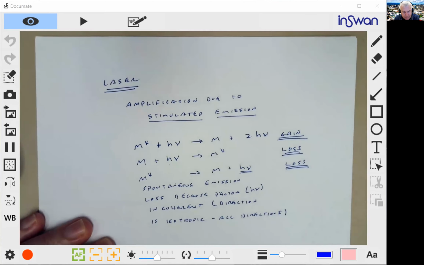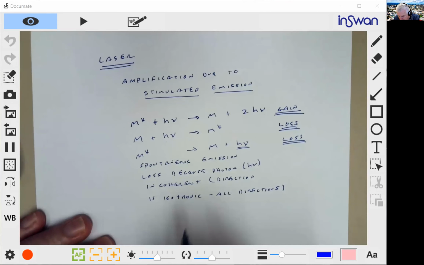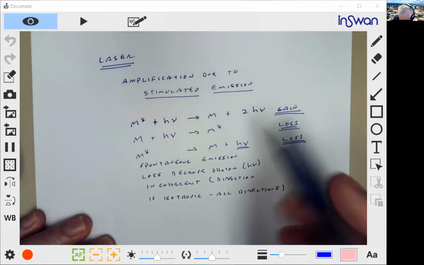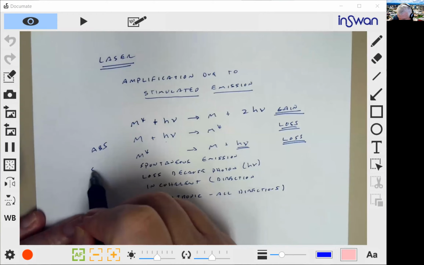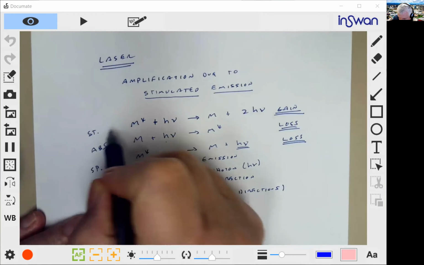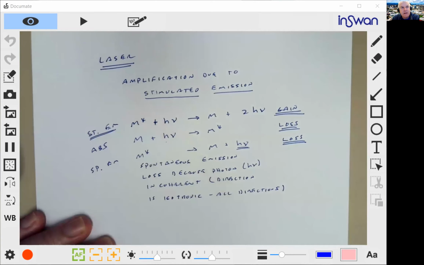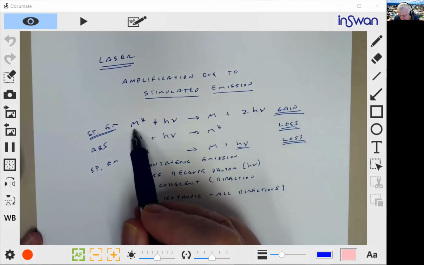So there's absorption, spontaneous emission, and stimulated emission. And the only gain mechanism is stimulated emission. And in order for there to be a net gain due to stimulated emission, there needs to be a higher concentration, or more, excited state entities than ground state entities.